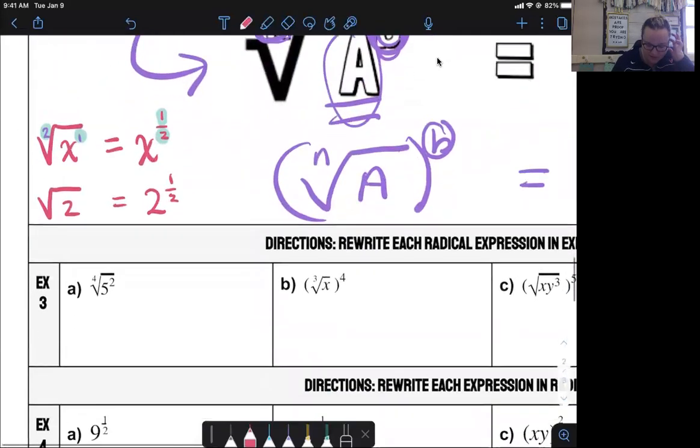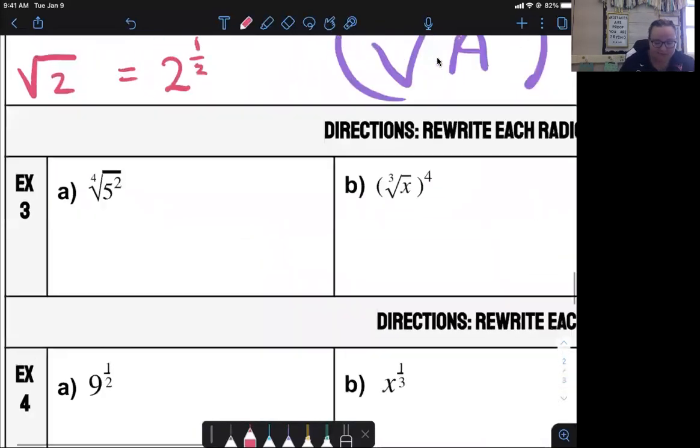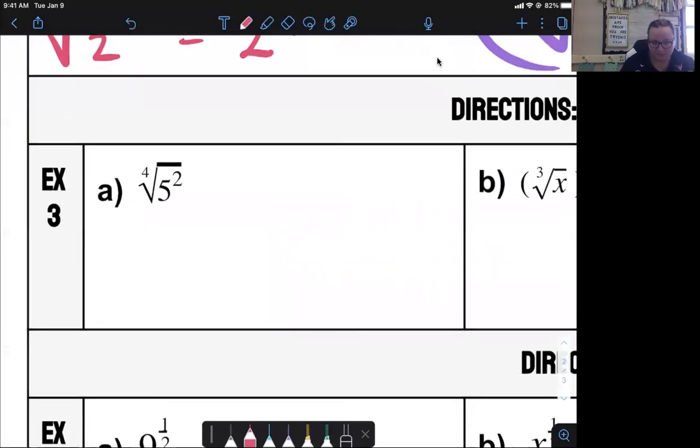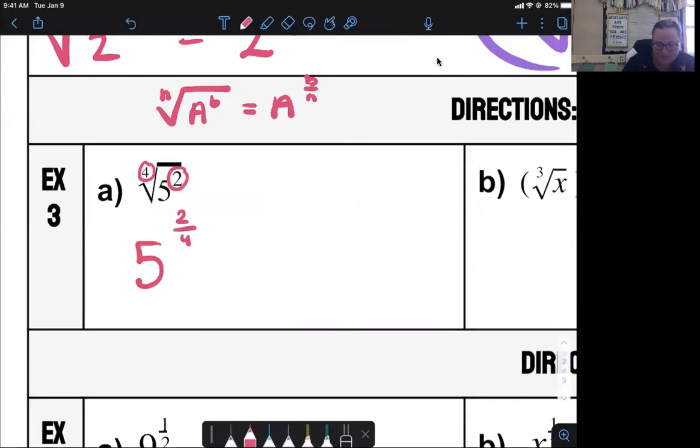All right, let's do Example 3, part A: the 4th root of 5 squared. Remember, the nth root of a to the b power is the same thing as a to the b over n. Our root is 4, our exponent is 2. We're going to rewrite this as 5 to the 2/4. But then I can reduce 2/4. So 5 to the 2/4 is the same thing as 5 to the 1/2.